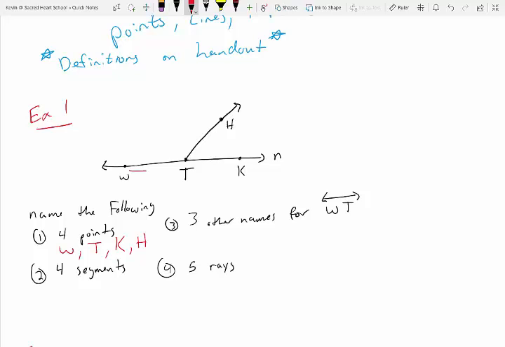And we can get WT, and our segment label is just in line with no arrows over it. And then we have TK, and we have TH, and we have WK. Part 3: 3 other names for line WT.